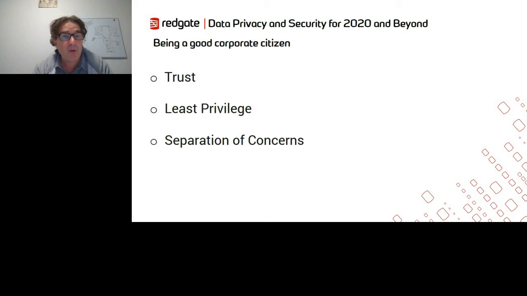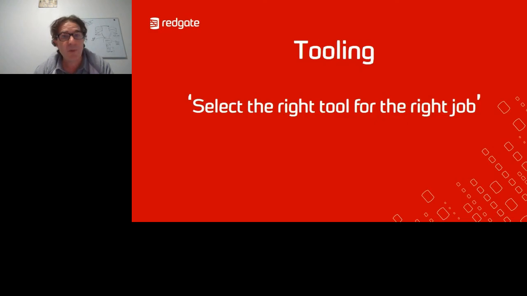And that sort of goes on to what I've called separation of concerns, which is obviously a development paradigm. But if you're the DBA, maybe you don't need to see certain bits of data. If you're a developer just working in development, maybe you don't need to see certain bits of data there. So giving the right access to the right job role is pretty crucial nowadays, and it's becoming more and more so. So select the right tool for the right job.